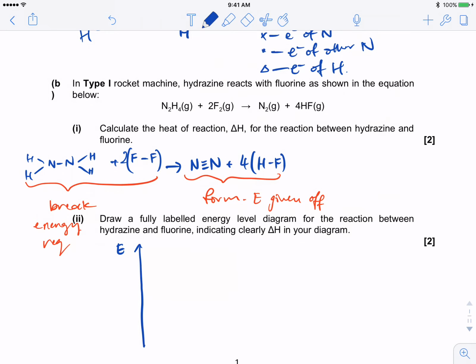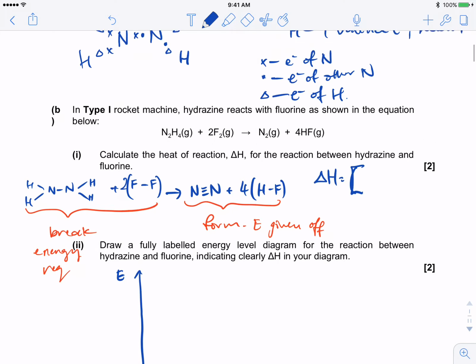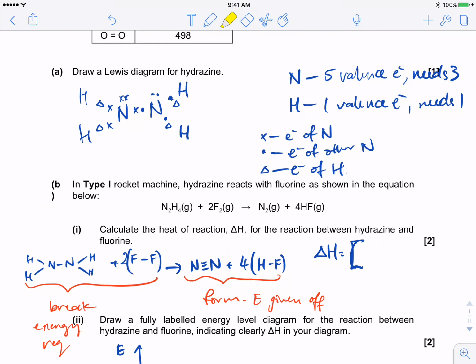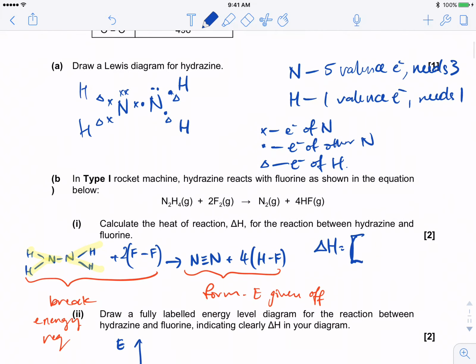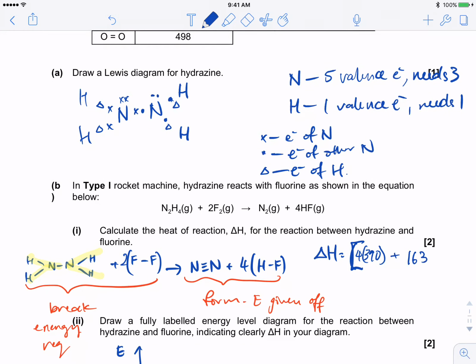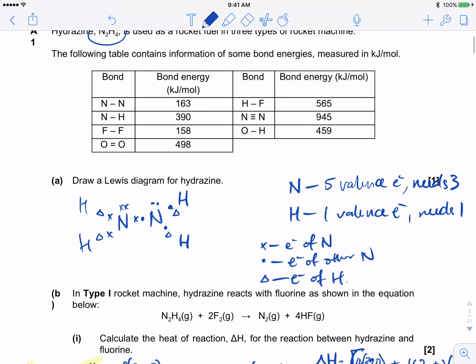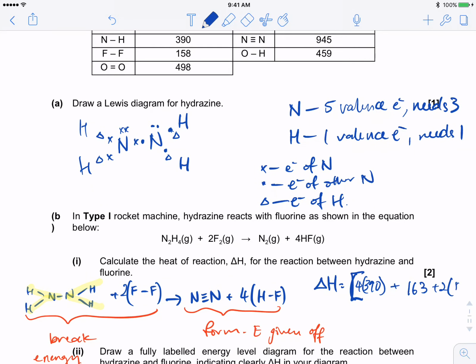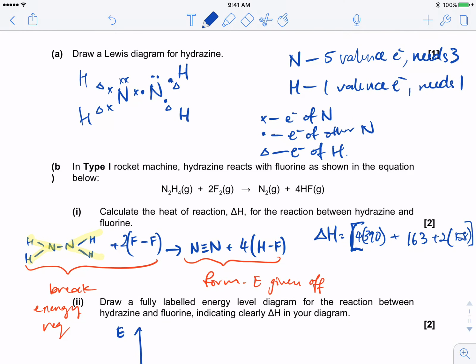Okay, so how do I write my delta H? Delta H equals the energy required to break them. So let me just use a big square bracket. How many N-H bonds do I have? Let's count. 1, 2, 3, 4. 4 N-H bonds, plus 1 N-N bond, 163, plus 2 F-F, 158. So these are the energy required, so it's positive.